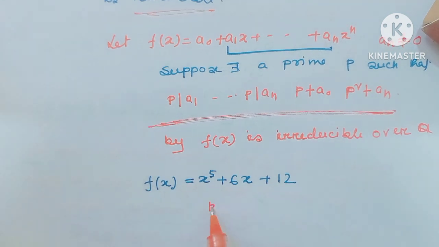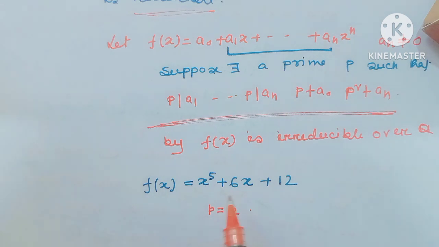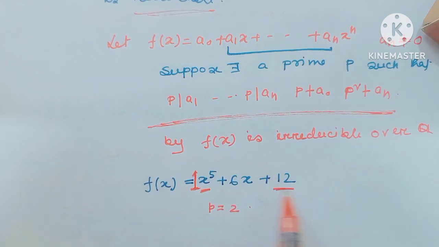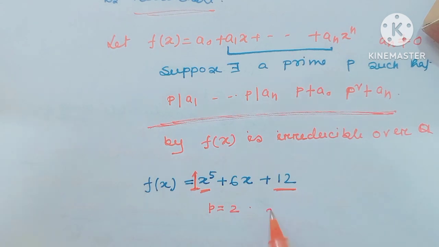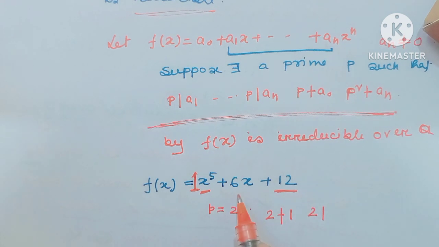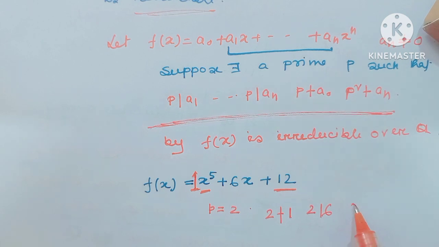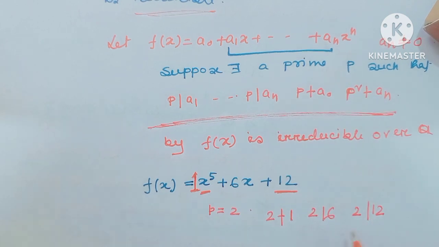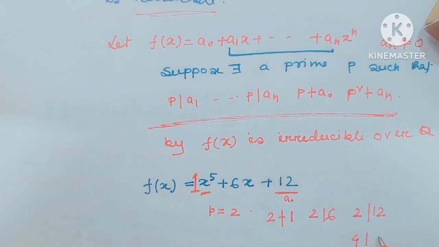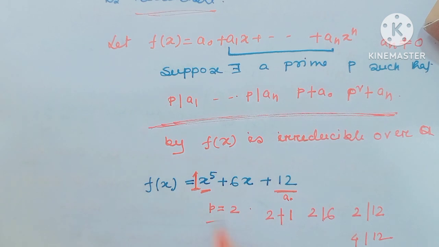Now, as an example, if f(x) equals x to the power 5 plus 6x plus 12, notice if we consider p equal to 2, here an is the coefficient of x to the power 5, which is 1, and a naught is 12. Notice 2 does not divide an, which is 1, and 2 divides 6, 2 divides 12, but 2 squared, which is 4, also divides the a naught term, 12. So, we cannot choose p equal to 2.